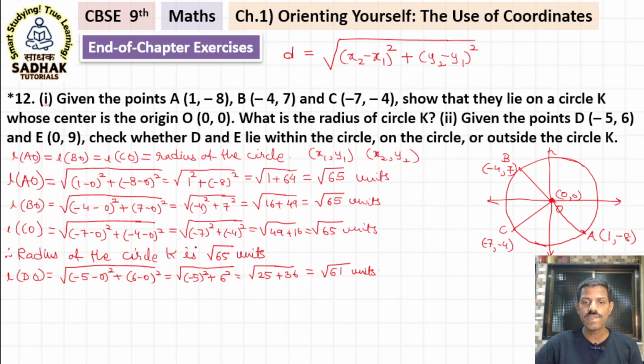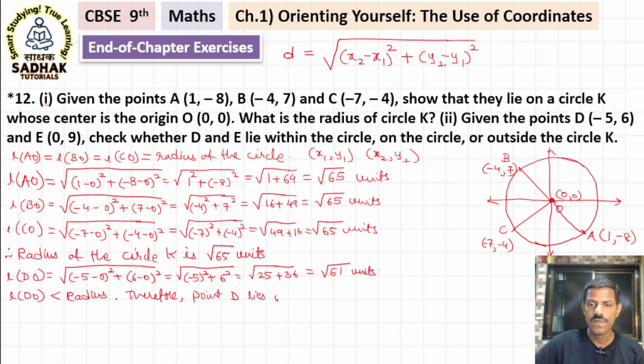Now this distance you can see is smaller than the radius of the circle. That means this point will lie within the circle. Therefore we can write here that the length of DO is smaller than the radius of the circle. Therefore, point D lies within the circle. That is what we will write.